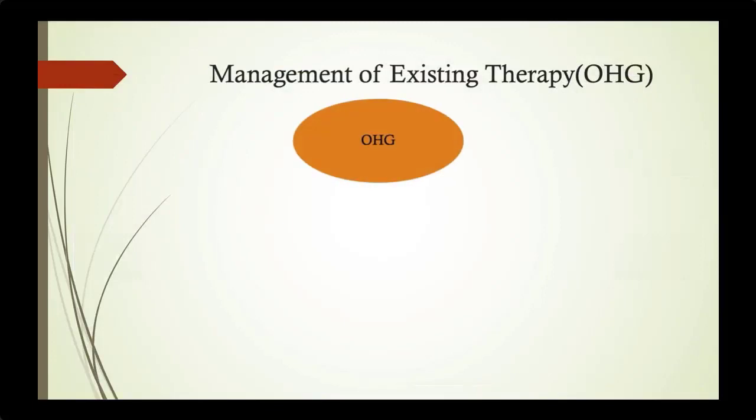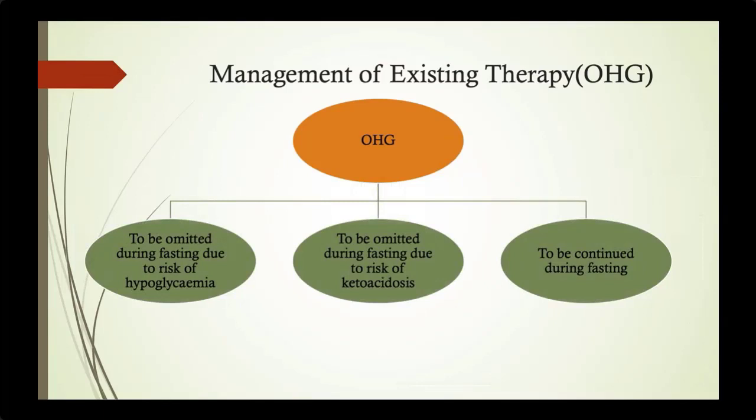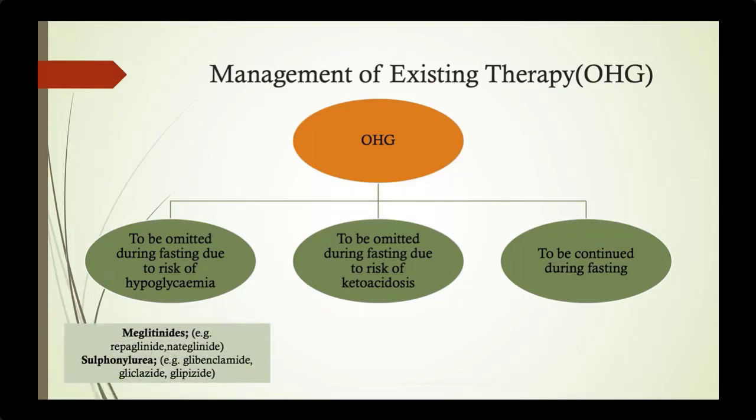If they are taking oral hypoglycemic drugs, again it will fall into one of three categories. There are certain drugs that we omit because of the risk of hypoglycemia. There are certain drugs that we omit because of the risk of ketoacidosis, and this is only one group of drugs. And there are some drugs that you continue anyway. So the meglitinides, like repaglinide and nateglinide, and the sulfonylureas, we basically omit because of the risk of hypoglycemia.